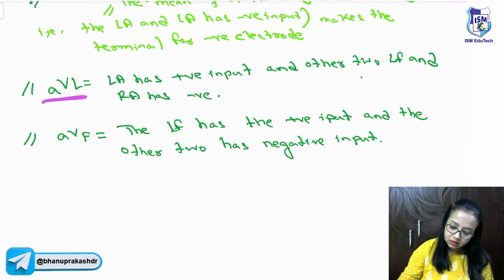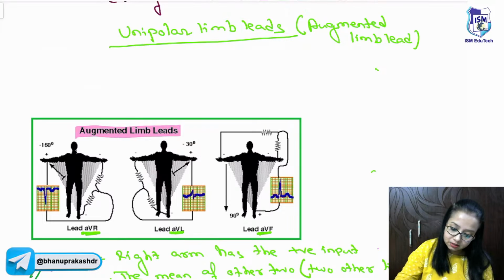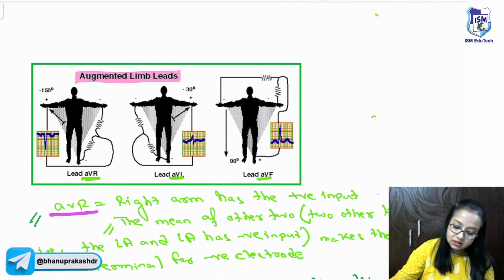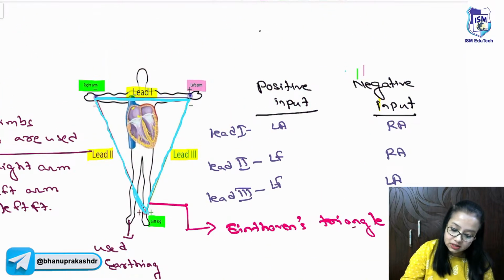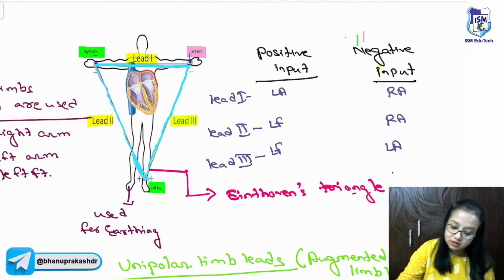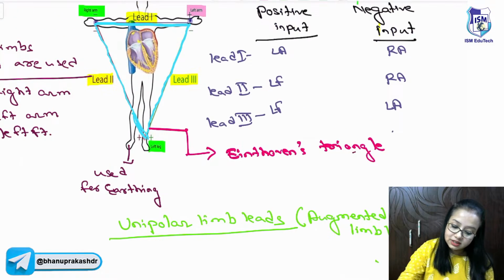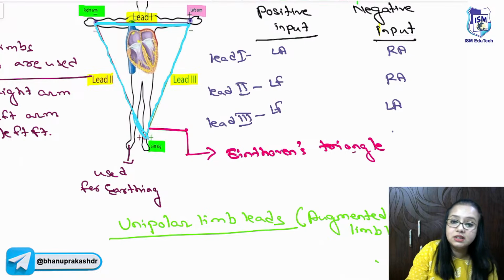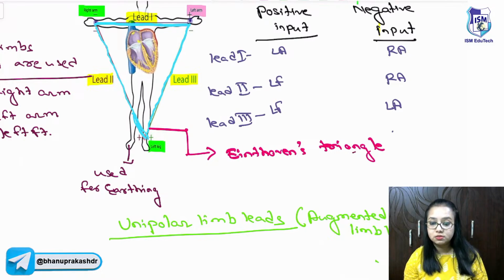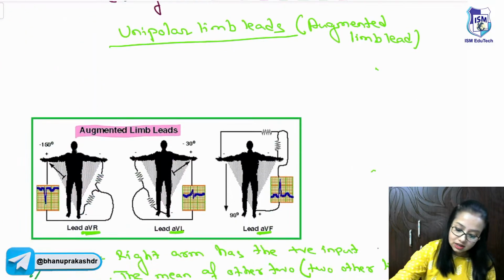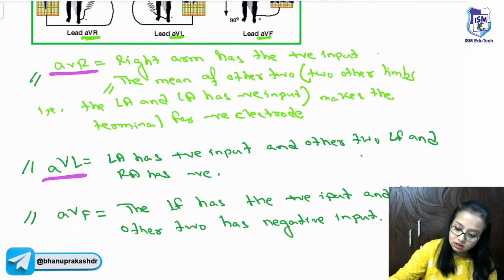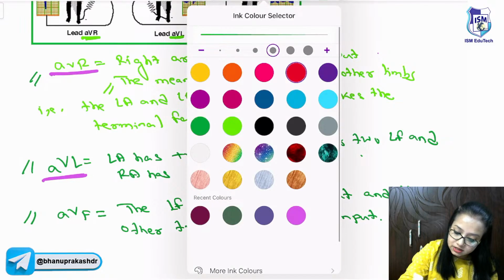Okay. Now, if we look at both this bipolar limb lead and this unipolar limb lead, we will see that lead 1 is taking the picture of the heart from the top, whereas lead 2 and lead 3 are taking the picture from the bottom, from the pubis area. Same is the condition in the augmented lead. Now, why is it called the augmented lead?